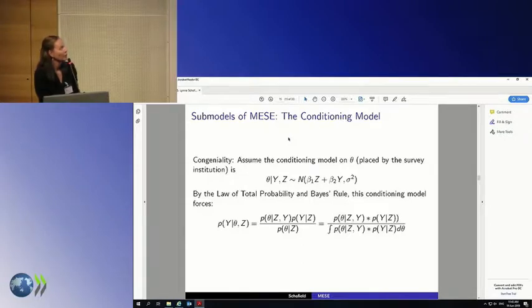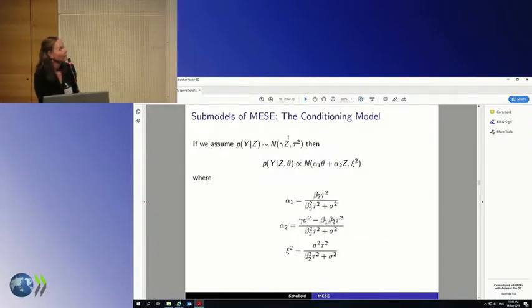So by the law of total probability, once I have assumed a certain model of theta given y and z, that forces a particular model for y given theta and z, right? That's just Bayes' rule, essentially, yes? So if I also make the assumption that the marginal distribution of y given z is also just a linear regression that we have here, then I can calculate, based on those two models, what the model of y given z and theta has to be.